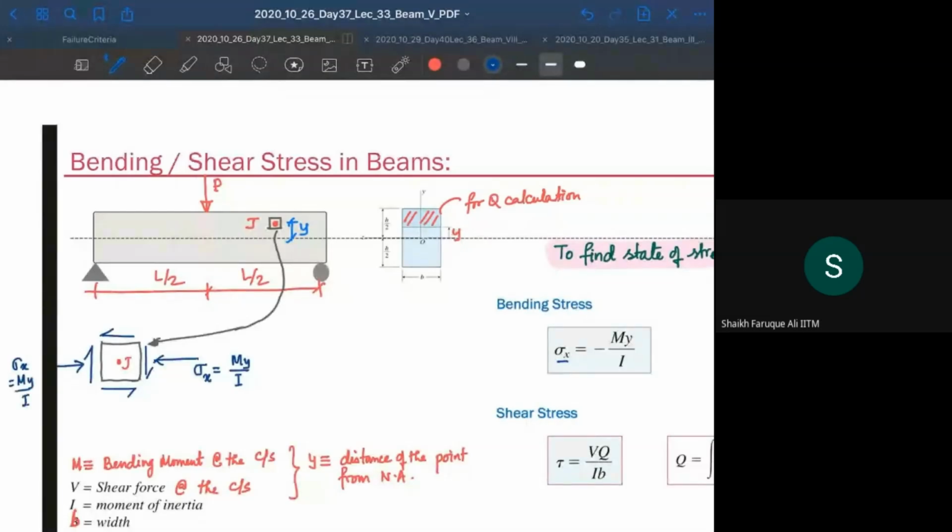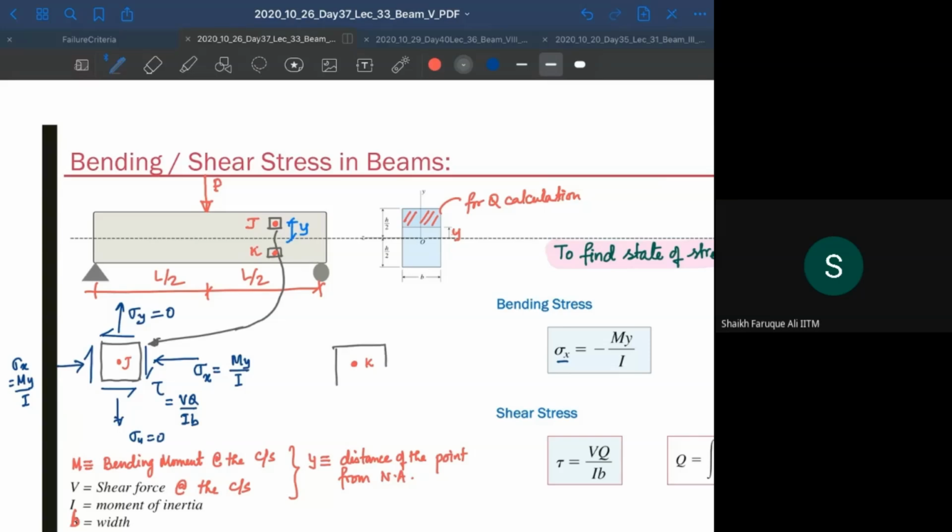What is our tau? Tau is going to be this, which is equal to VQ by Ib. Okay, and what about this stress, sigma y? It is 0 because nothing is acting on the normal upward side, so that's going to be sigma y equal to 0. Now the same element, if it's down one here, let us name it K, for Kanikeswar, I J K, so that's K.